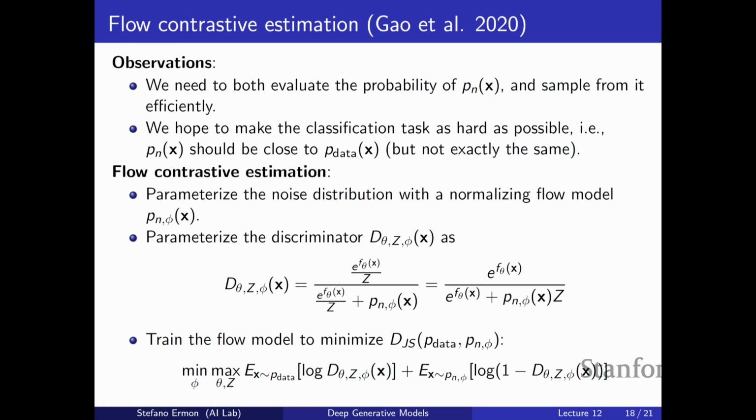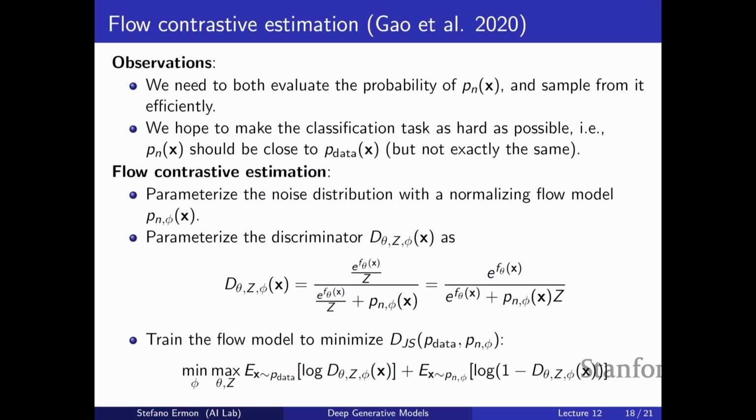And then what they proposed is to train the flow model in a minimax way, so it goes back to GANs in some way, by training the flow model to confuse the discriminator as much as possible. And so that's their proposal.